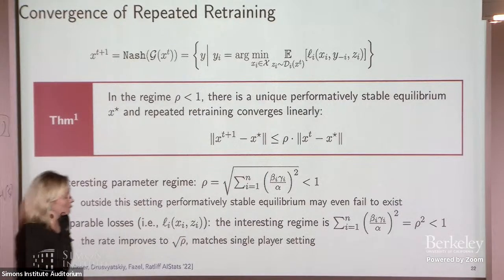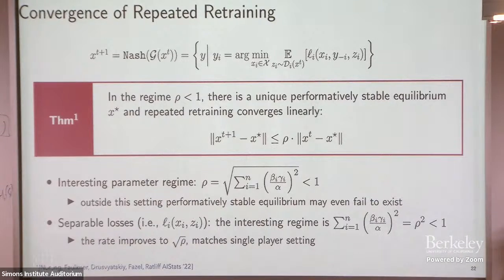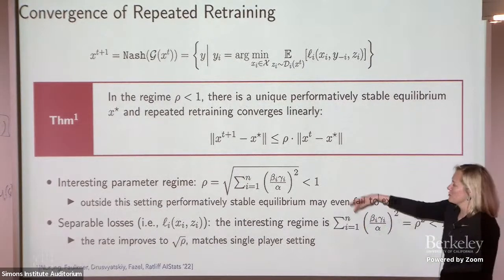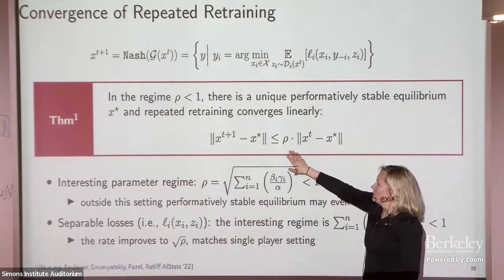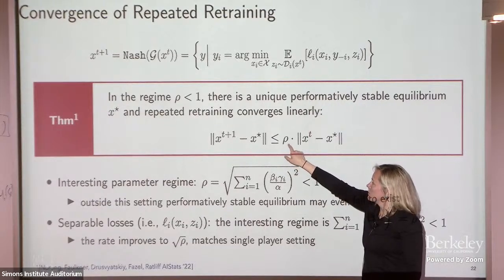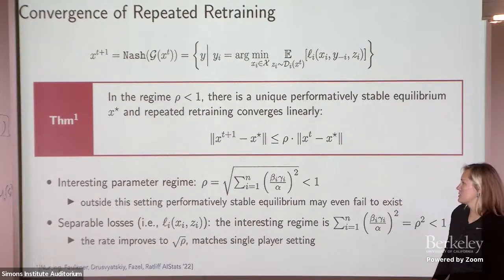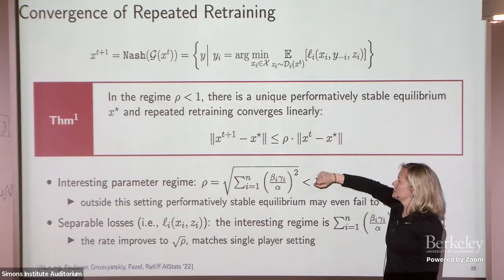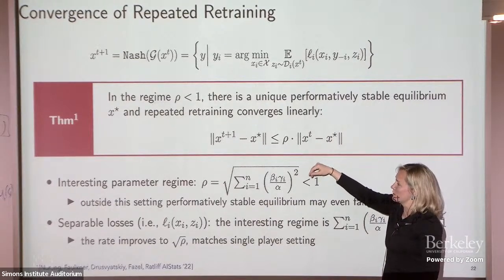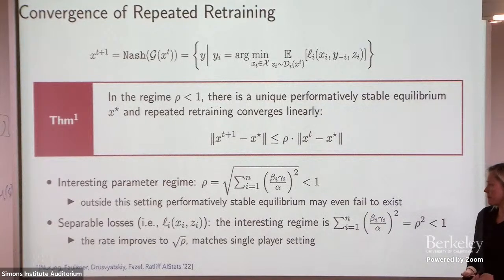All right. Now that we have this repeated retraining process, we can figure out when performatively stable points exist and then show when repeated retraining converges simply with a fixed point argument. In order to make sure that this process we're repeating is a contraction, we need rho here to be less than 1. So then simultaneously, this gives us existence and in fact uniqueness, because of the nice conditions we've assumed on our cost functions, as well as convergence of this process.